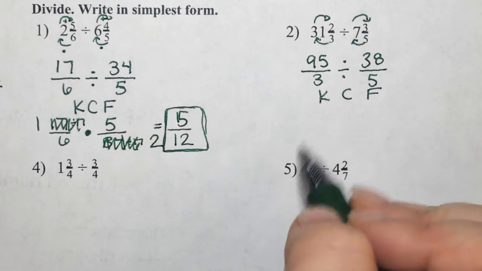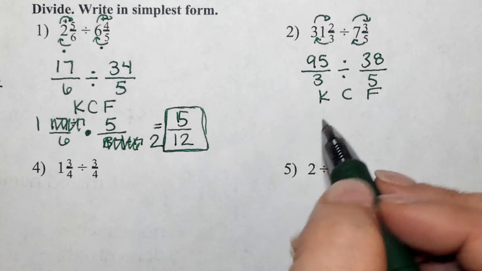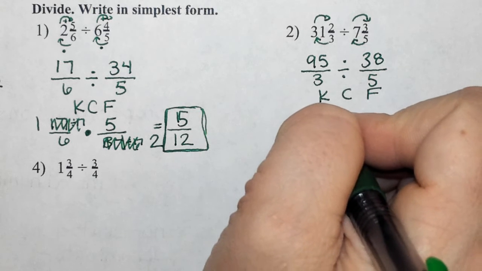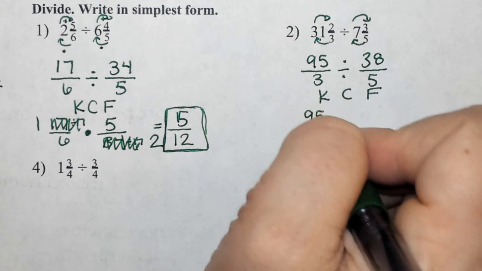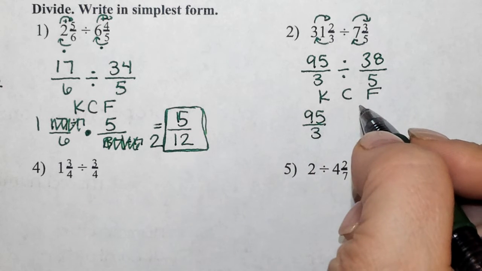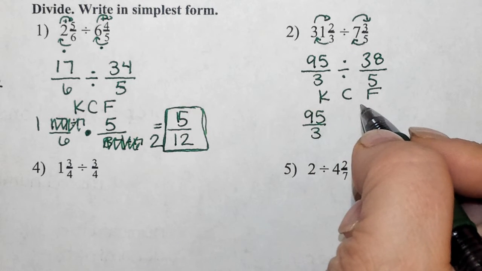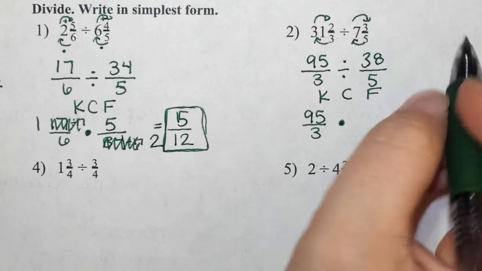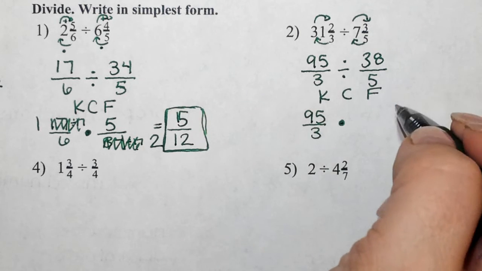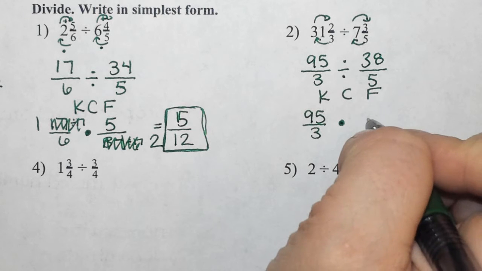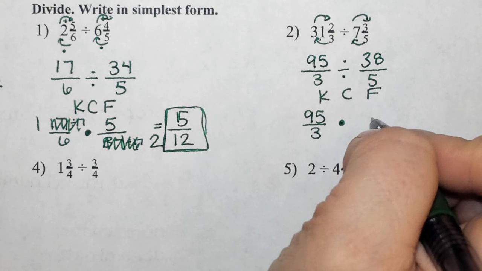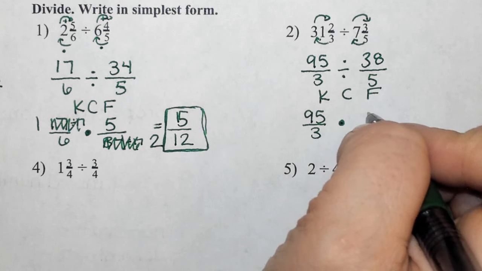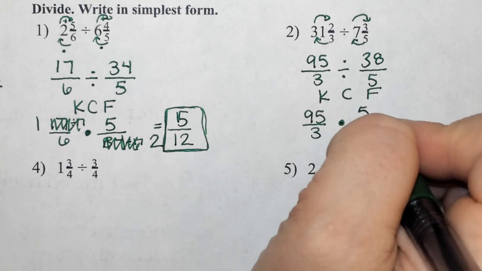So when I keep, change, flip, what is my first fraction going to be? Braden. 95 over 3. What is it that I'm changing, Haley? Perfect. And what is it that I'm flipping, Mason? Okay, so what's it going to become? 5/38.